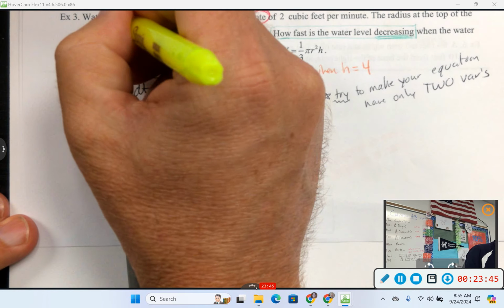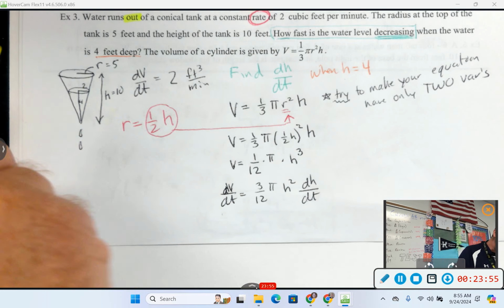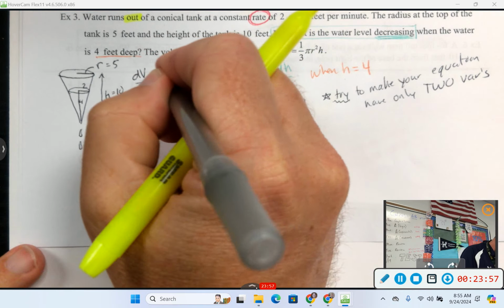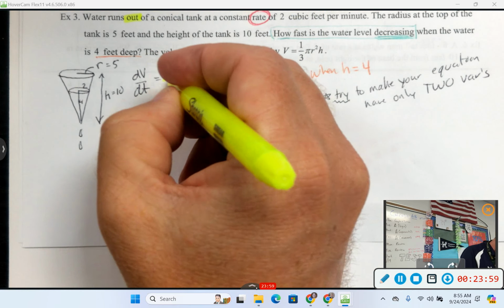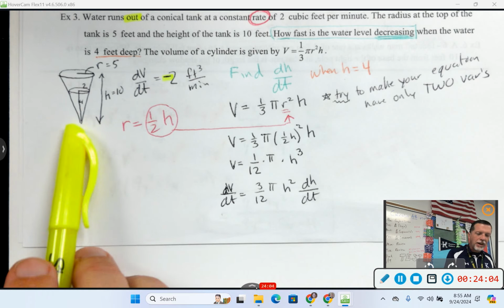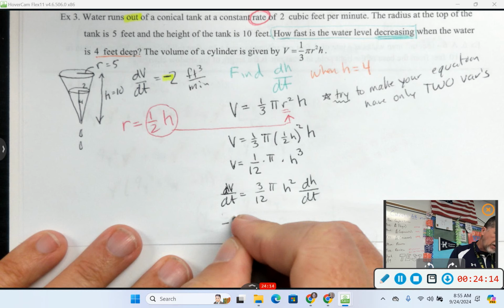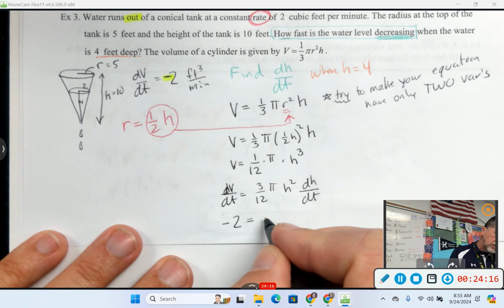Water runs out of a conical tank. So what's happening to the volume of that tank? It's decreasing, which means dV/dt is negative. What do we think dH/dt is going to be? Positive or negative? It's going to be negative. As it drains out, H is getting smaller. So I'm expecting dH/dt to be negative as well. We'll find out. So negative 2 equals pi over 4.